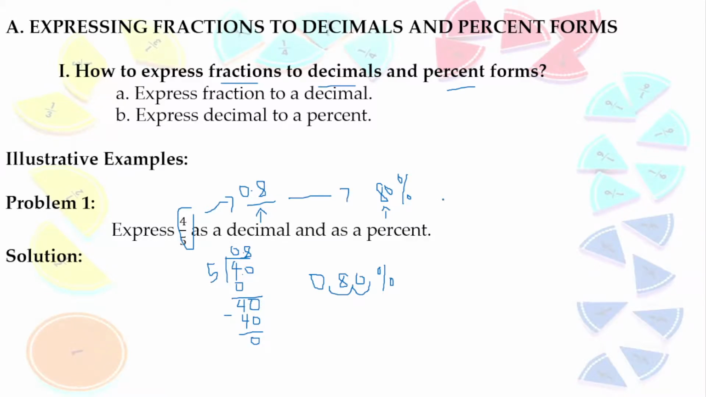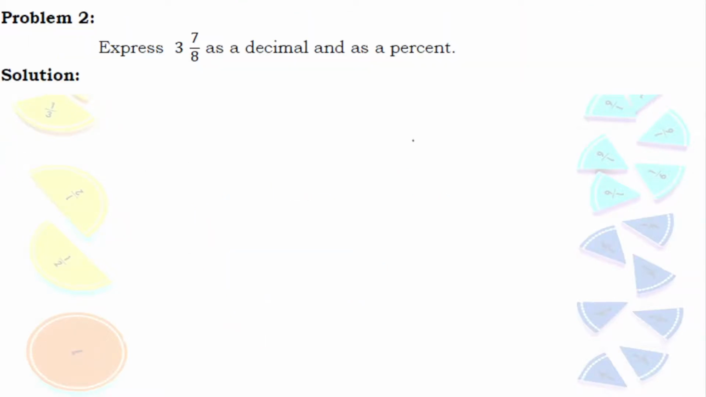Okay? So, let's have another example. 3, it already has a whole number, 3 and 7 over 8. Okay? So now, let's leave 3 for the moment. What we will convert is 7 over 8. So first, we divide 7 over 8 to make it decimal. Okay, 0. And then 7. And then we will add a decimal point because we're going to add 0. So 70 divided by 8 is 8.